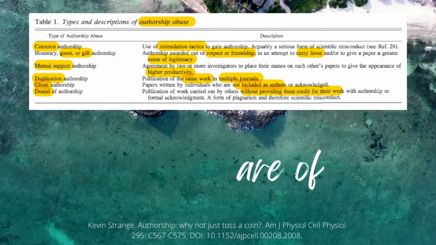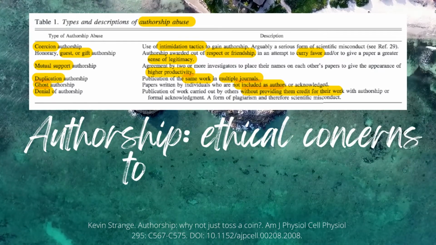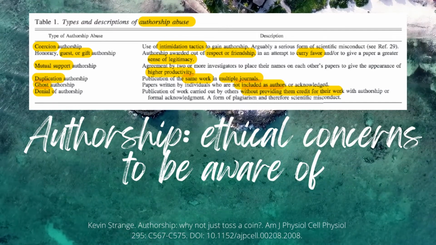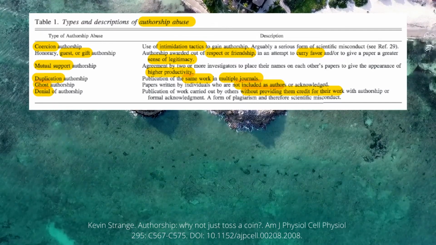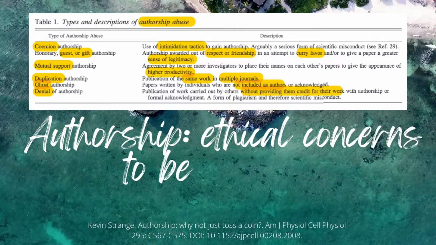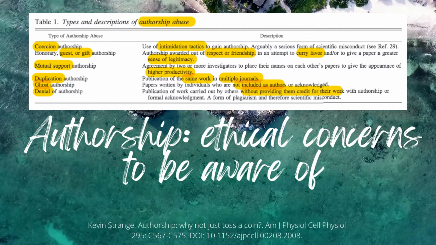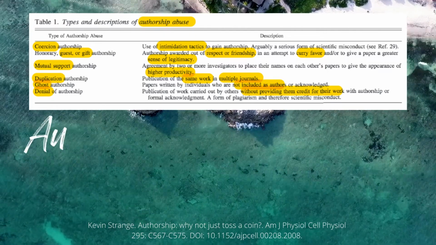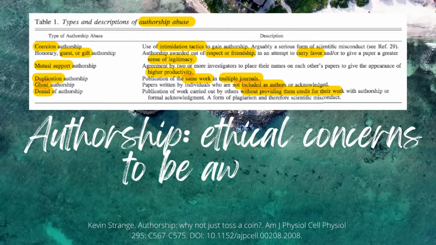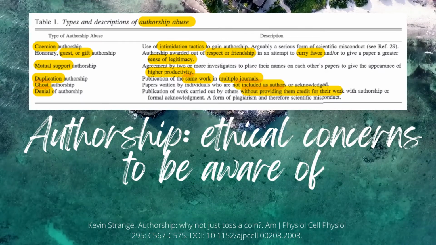Mutual support authorship is an agreement by two or more investigators to place their names on each other's papers to give the appearance of higher productivity within their clinical research career. Duplication authorship is basically publishing the same work in multiple journals. Ghost authorship is when papers are written by individuals who are included neither in the authors nor in the acknowledgements.